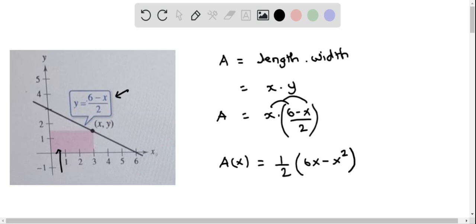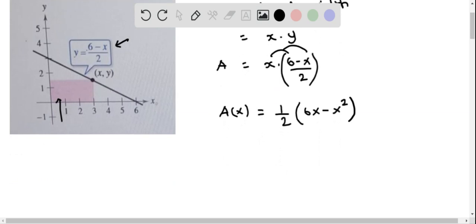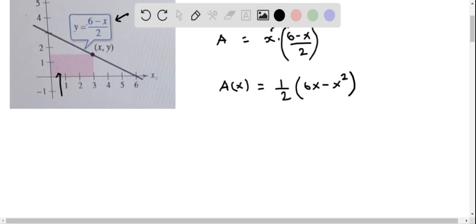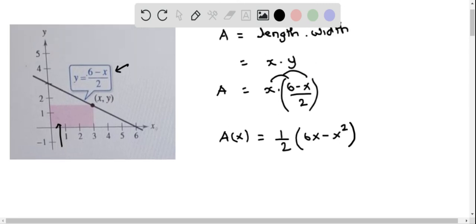Now basically we have to determine the maximum value of this area function, that is, at what x this area is maximum. So we are going to use the calculus method to find the critical point and also determine at what point of x the area is maximum.